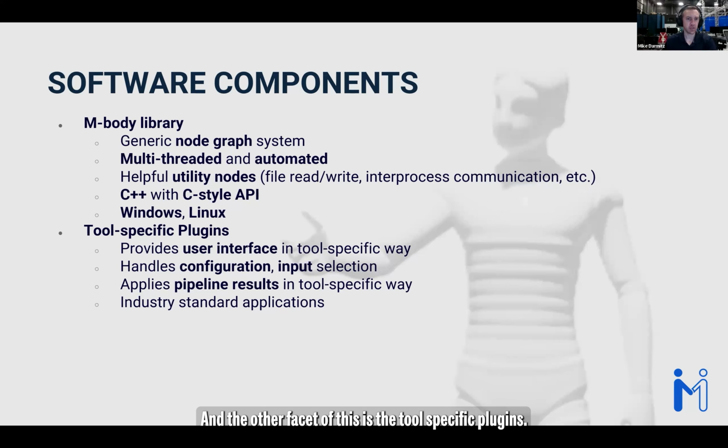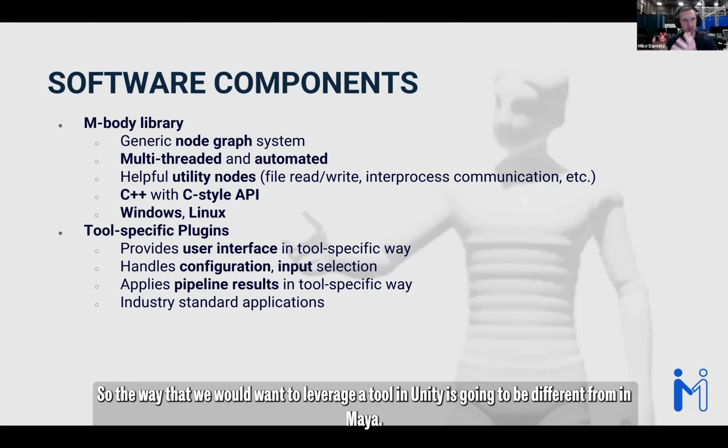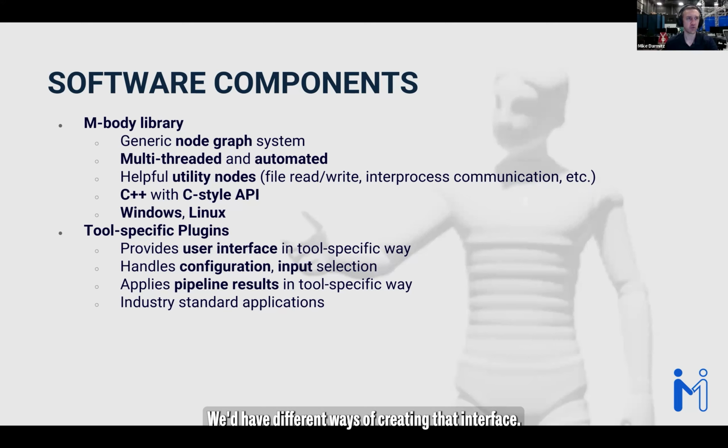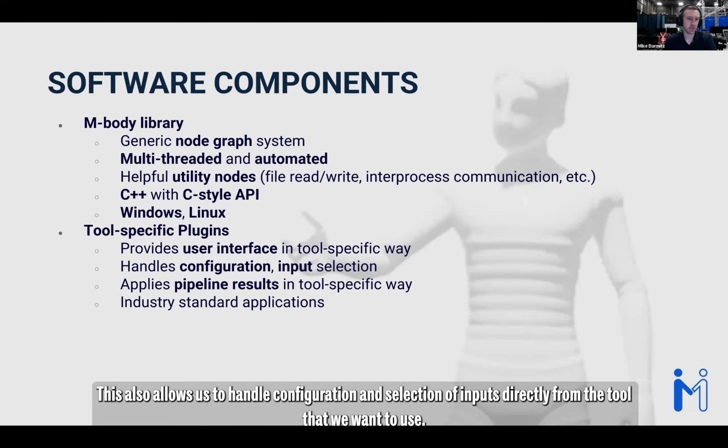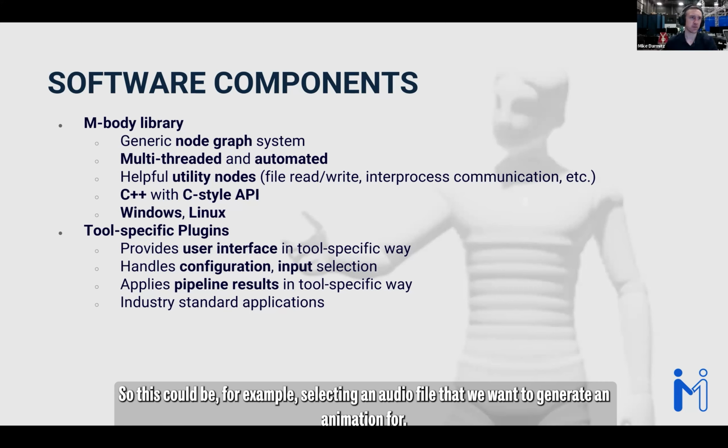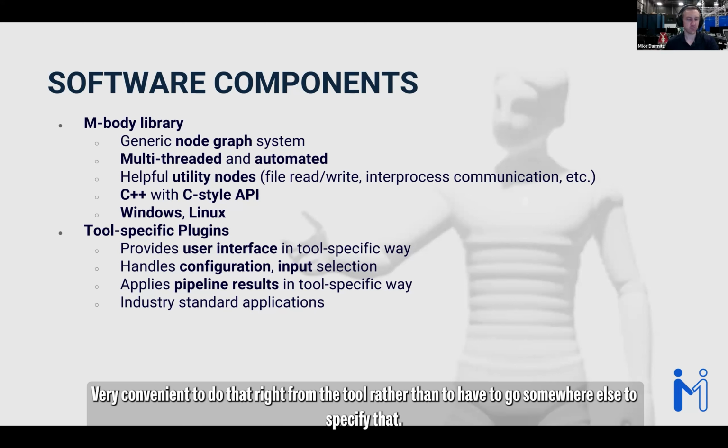And the other facet of this is the tool-specific plugins. So these are intended to provide a user interface in a tool-specific way. So the way that we would want to leverage a tool in Unity is going to be different from in Maya. We'd have different ways of creating that interface. So that's part of the tool-specific plugin. This also allows us to handle configuration and selection of inputs directly from the tool that we want to use. So this could be, for example, selecting an audio file that we want to generate an animation for. Very convenient to do that right from the tool rather than to have to go somewhere else to specify that.